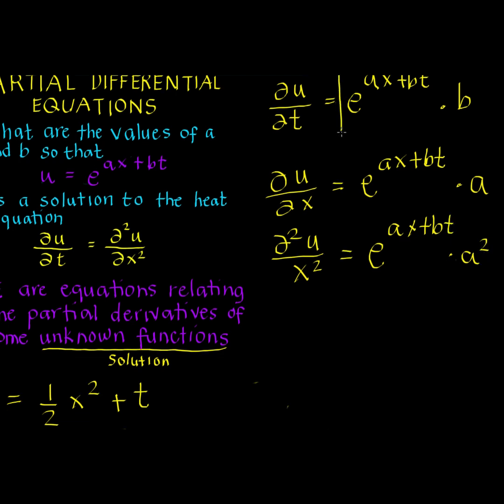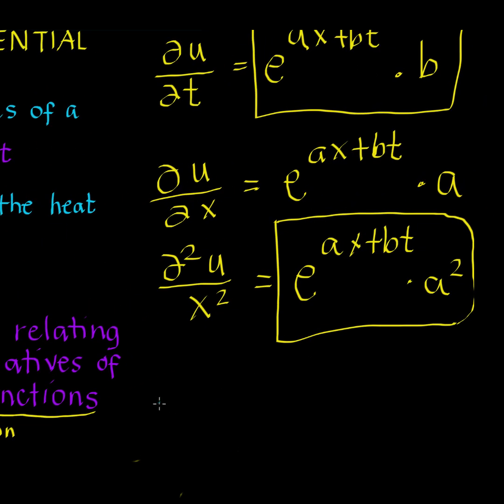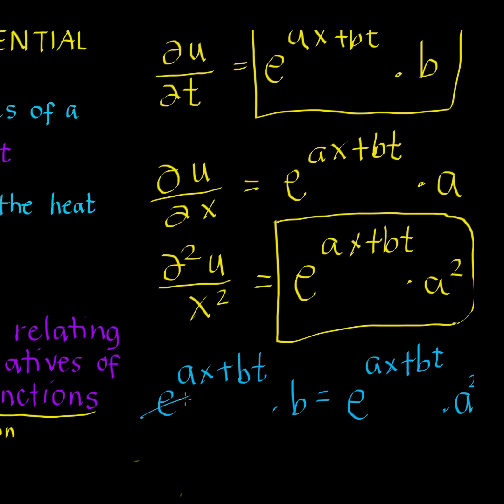Now we need to equate these two expressions, this one and this other one, and find the values of a and b that will satisfy the equation. So we have e raised to ax plus bt times b equals e raised to ax plus bt times a squared. Now, since the base is e, this exponential expression cannot be equal to 0, and it is the same on both sides, so we can cancel these two out. And so we have b is equal to a squared.